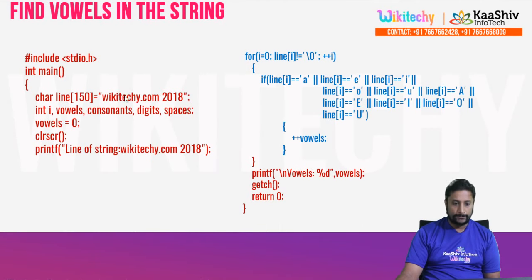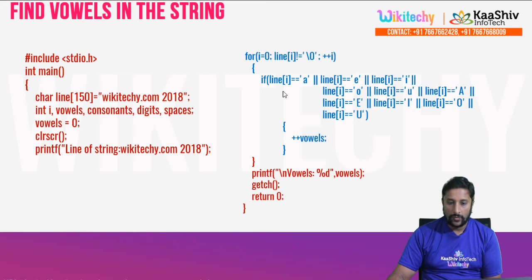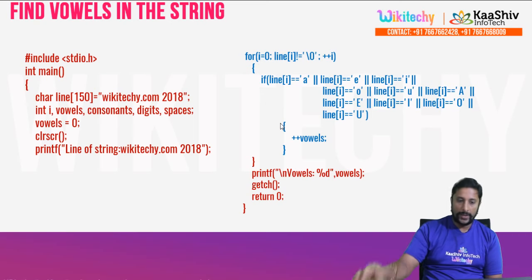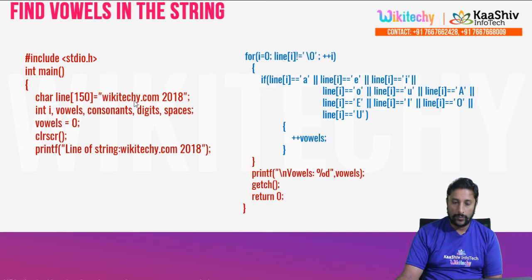Okay, over here wikidigi.com 2018. I got my vowels, consonants, digits, and space as variables. My string is here. Okay, vowels is equal to 0. I am trying to increment it, depending on how many increments there are. Automatically I make a for loop. I'm looping it to find the length, like I'm looping the string.